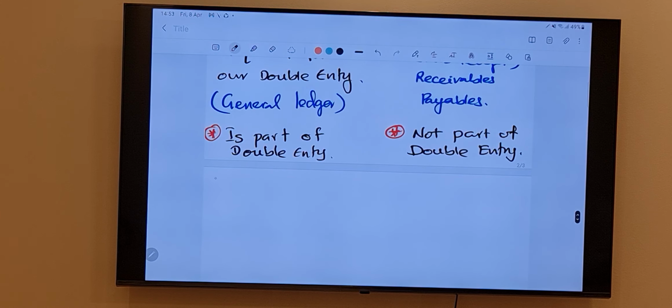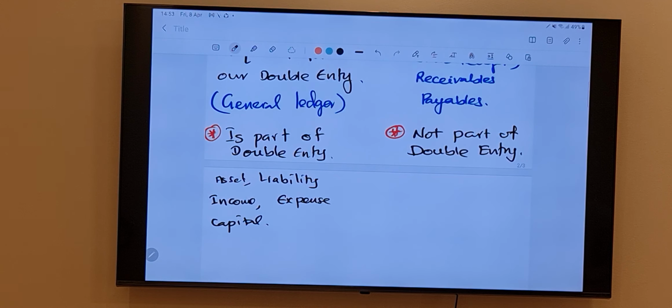So some examples: asset account, liability account, income account, expense account, and capital account, all will come under this. And I don't need to teach you that. Okay, right. After that, we'll talk about that a little later. Is that okay? Done?